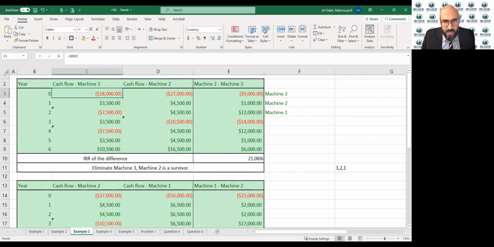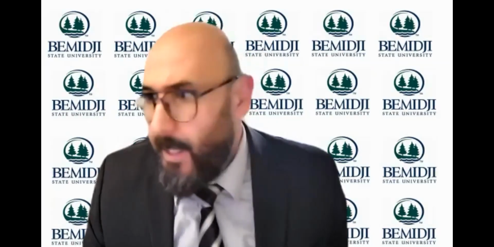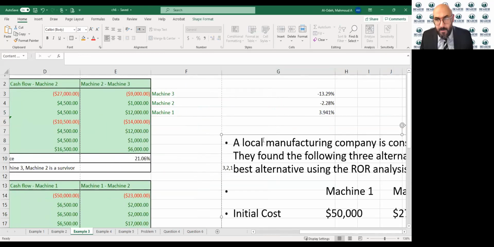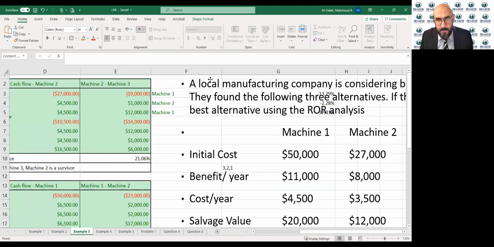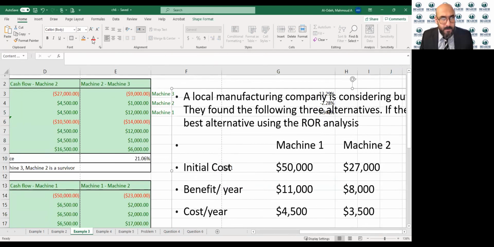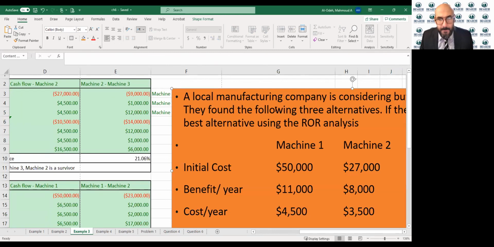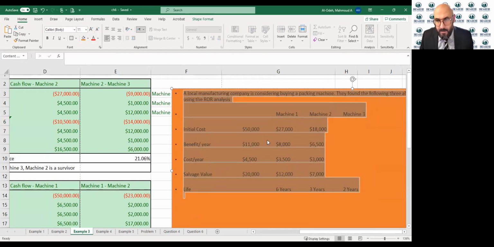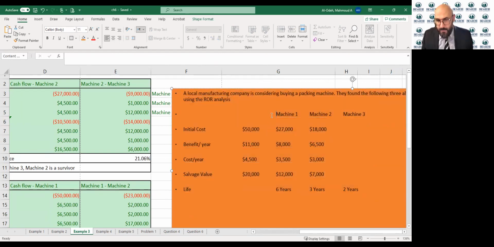So looking into the information, I think I can bring this to the Excel. I like to put the information in front of me when I'm using Excel. Okay, so I'll make it smaller for a little bit. Okay, so machine 3, as you see, will last for 2 years.